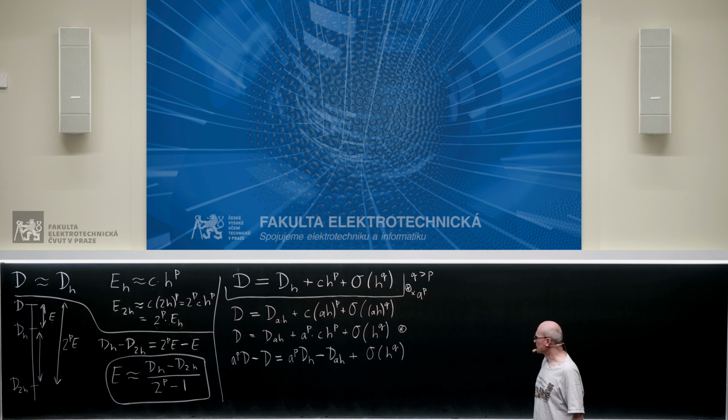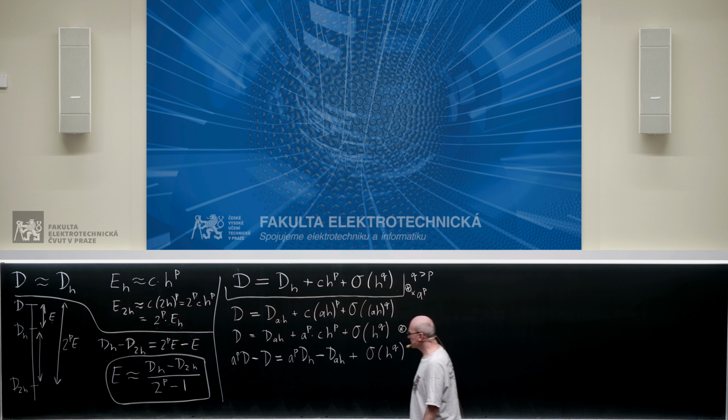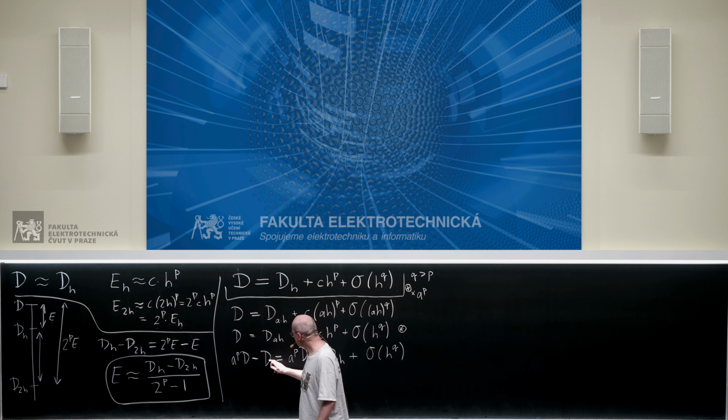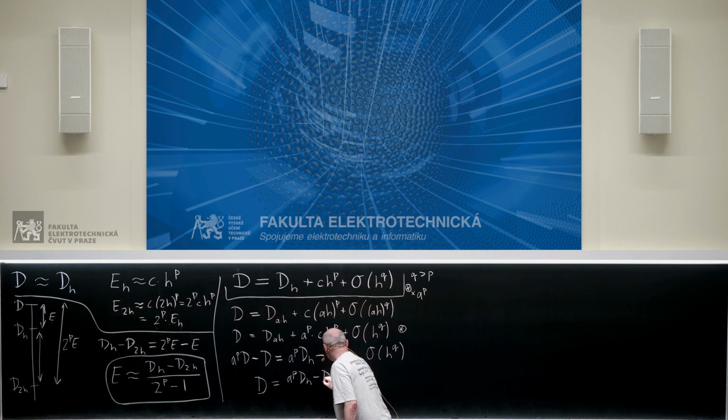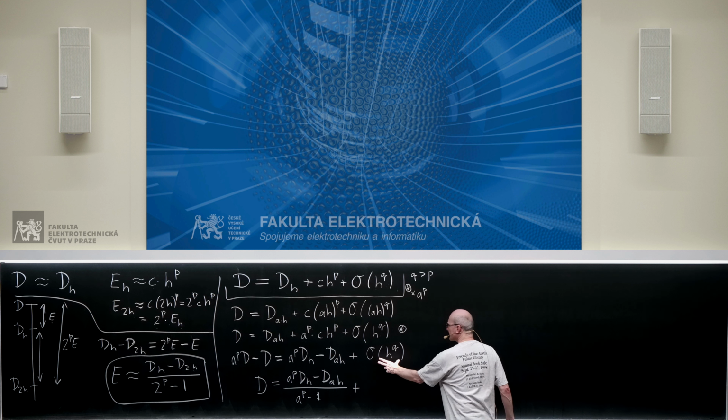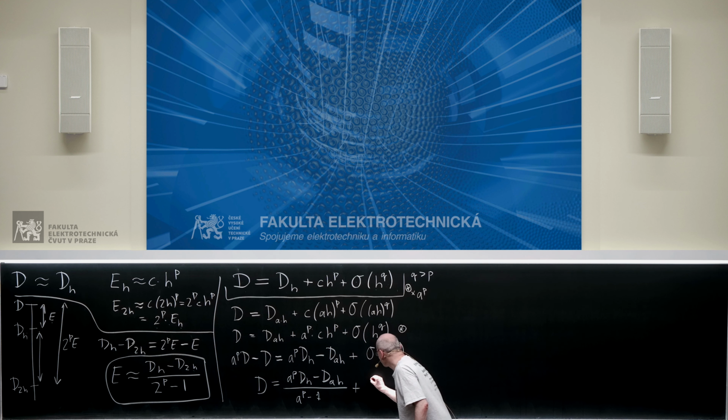Okay, that's a nice formula. And what do I see here? For instance, I see D. I can calculate how much is D by factoring it out and then dividing by the term. And I'm getting (a to power p D_h minus D_ah) divided by (a to power p minus 1) plus, and here when I divide by the constant, again it's a term whose rate of growth is h to q.